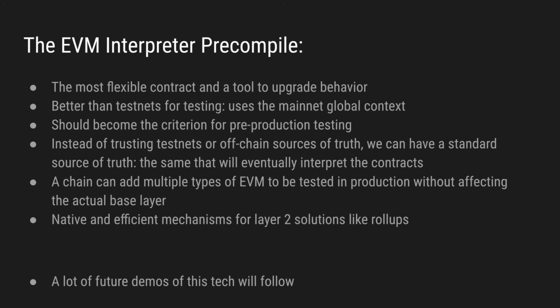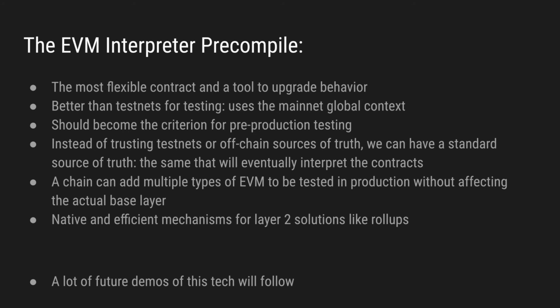So why is this important? With an EVM interpreter precompile, the EVM becomes more flexible. It can change how contracts are stored and used, how individual functions are stored and used. It is the most flexible contract and a tool to upgrade behavior. You can test code by using the mainnet global context, and it should become the criterion for pre-production testing.